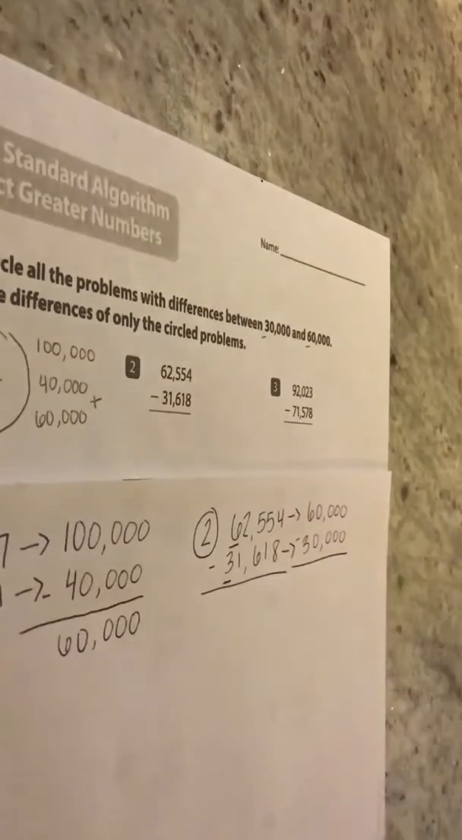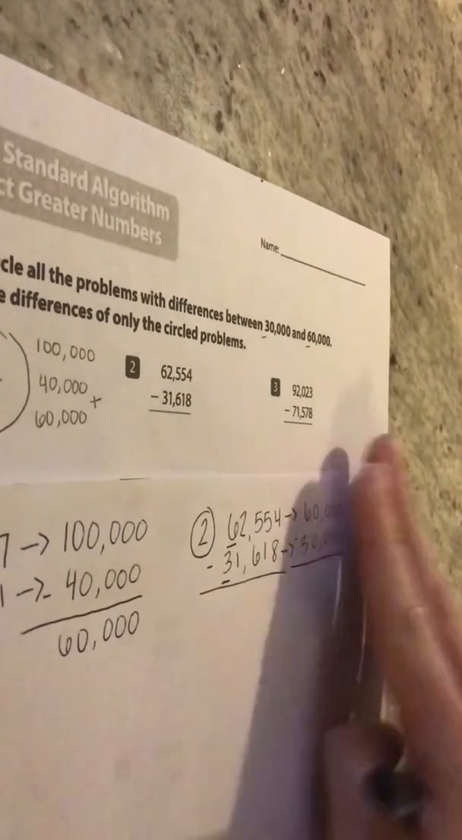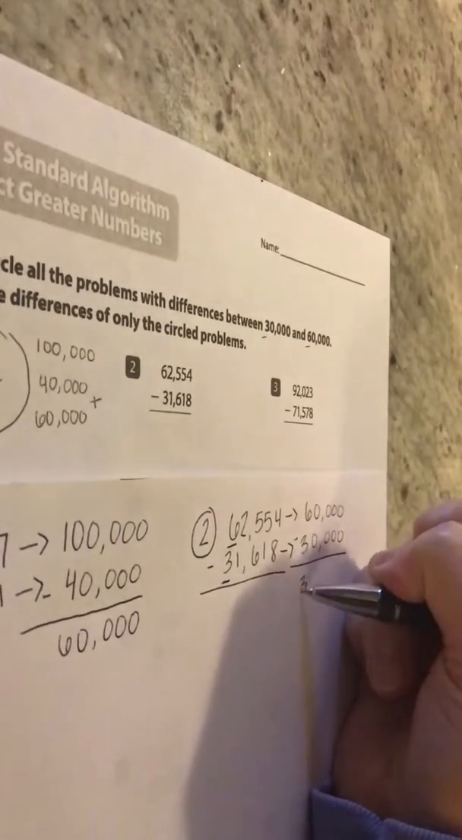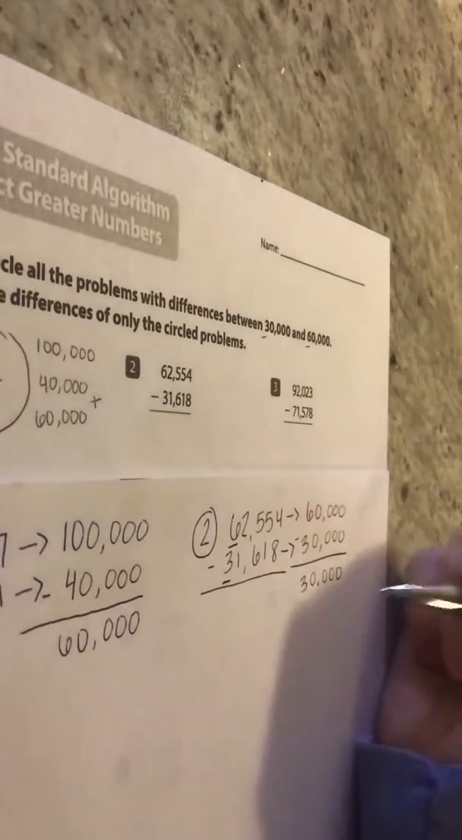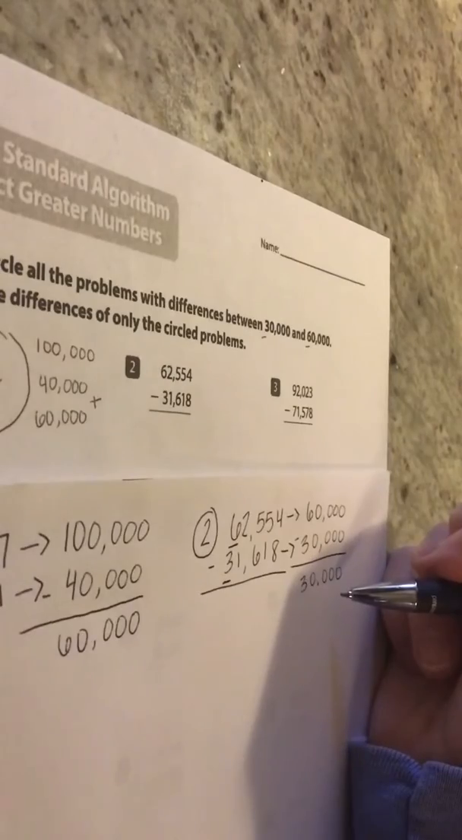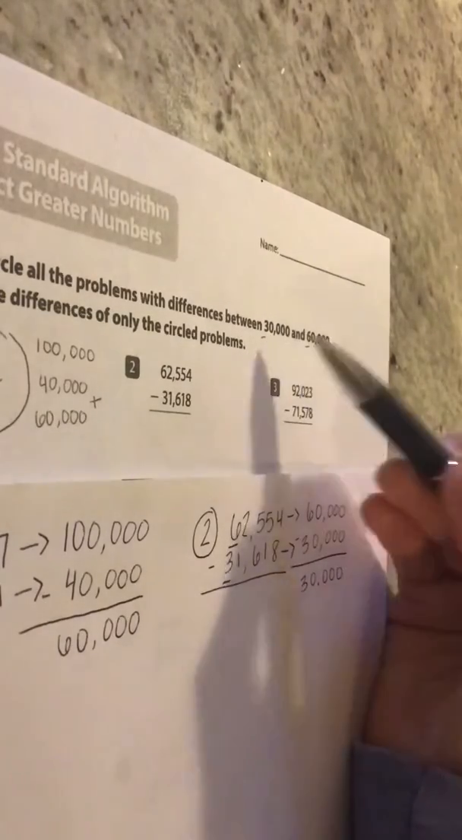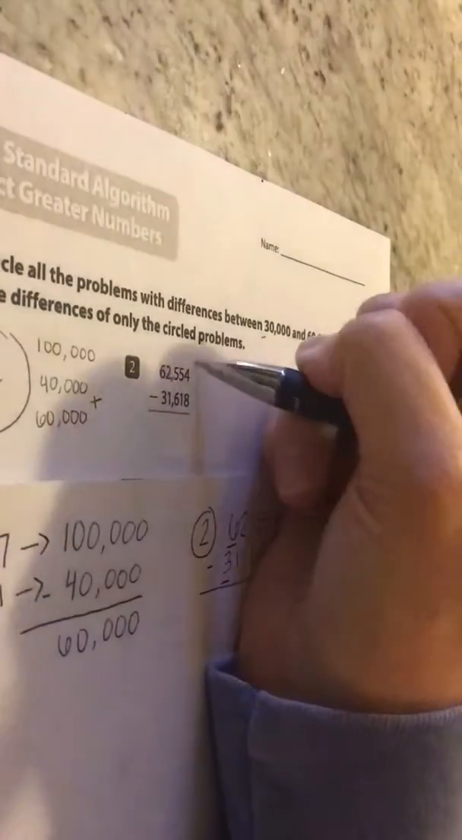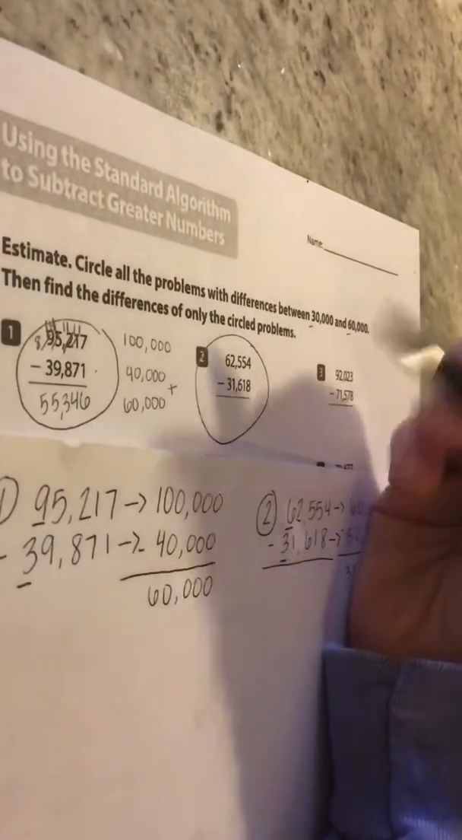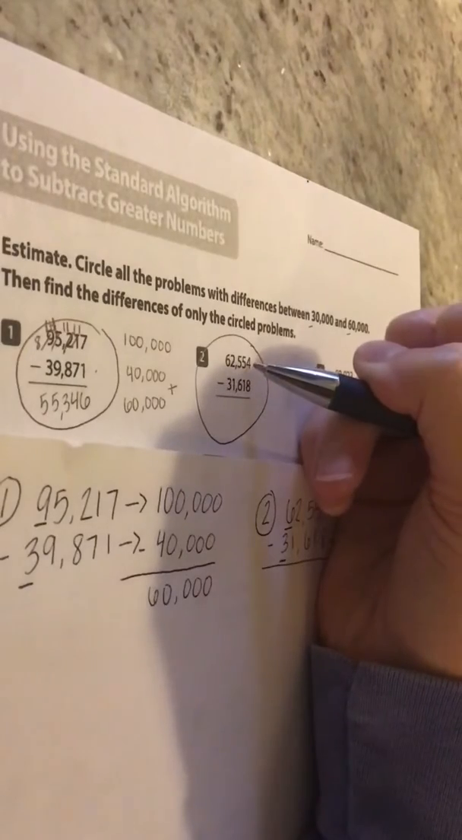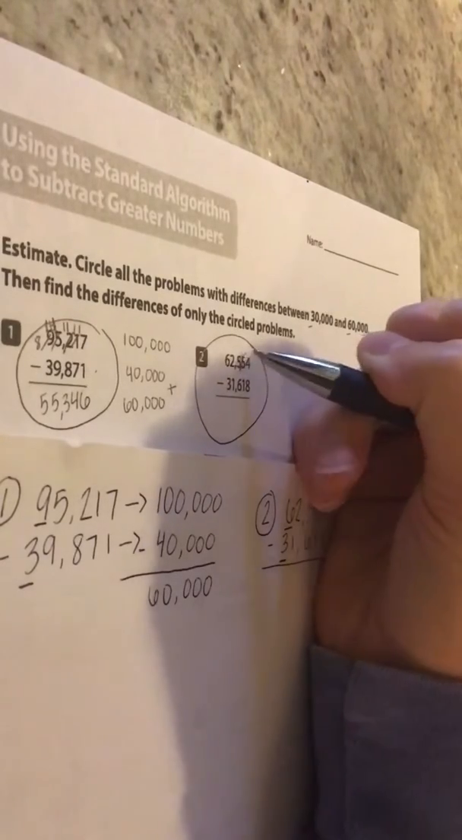And then again, I can do this in my head because 6 minus 3 is 3. And then I add my zeros back. So 30,000 would be the answer I get when I estimate, which is between 30,000 and 60,000. So I'm going to circle it. And if it's circled, that means I have to find the exact difference. So I cannot do 4 minus 8. I have to borrow.